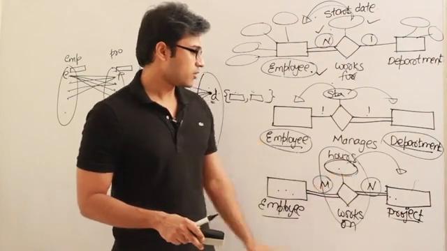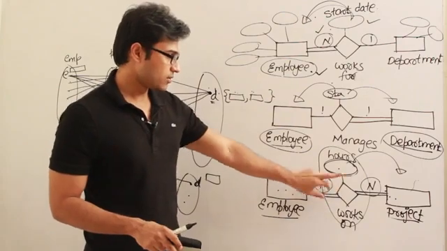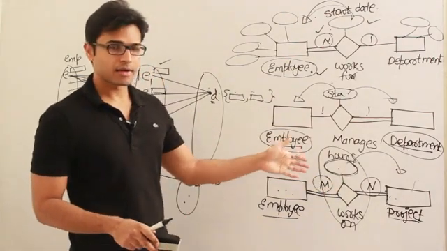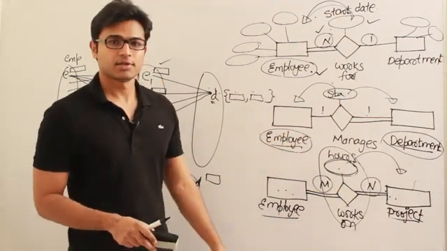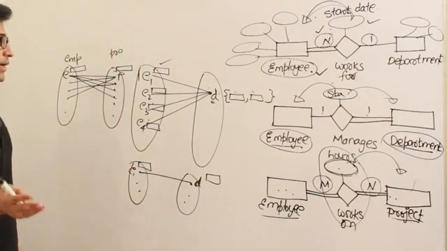So this is a very peculiar case in which you have to definitely have the attribute attached to the relationship itself. You cannot migrate it either to this side or that side. Understood this? Okay, so this is how attributes are attached to the relationships as well.